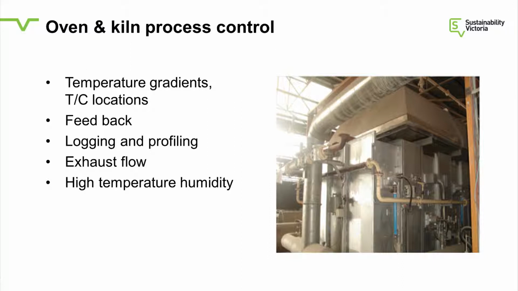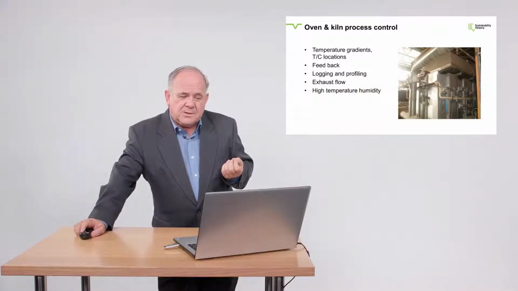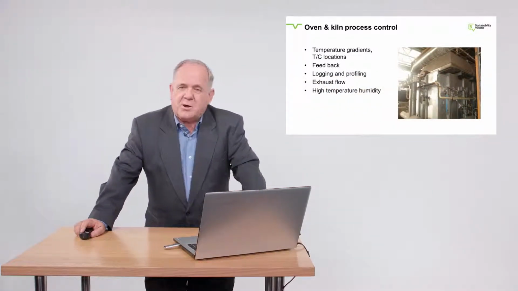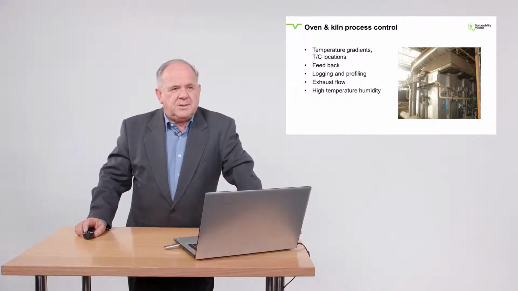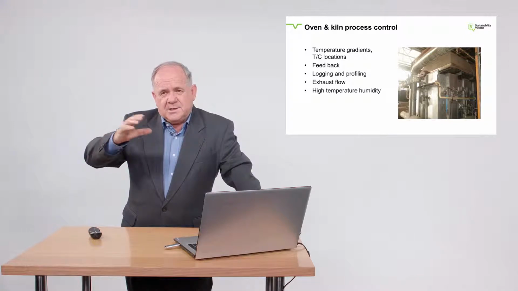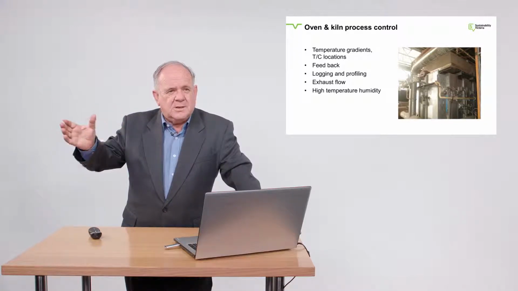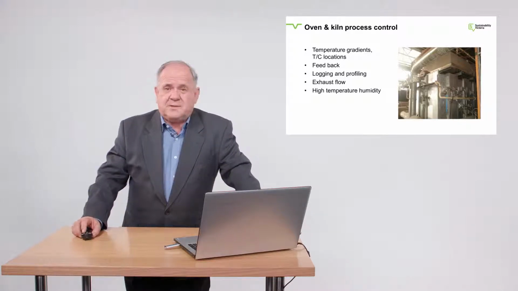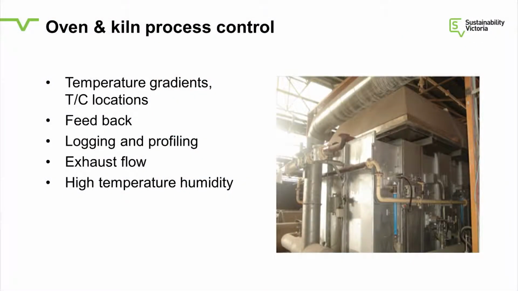Exhaust flows, again, as I mentioned before, managing those. In drier processes, high temperature humidity probes can manage the amount of humidity. In other words, they measure the humidity of the air and adjust the air-fuel ratios to compensate for that. That can save 4 or 5% of the energy. And in a big process, that's significant.